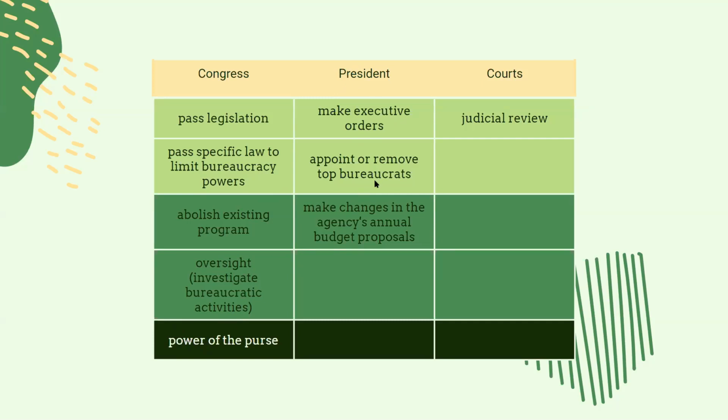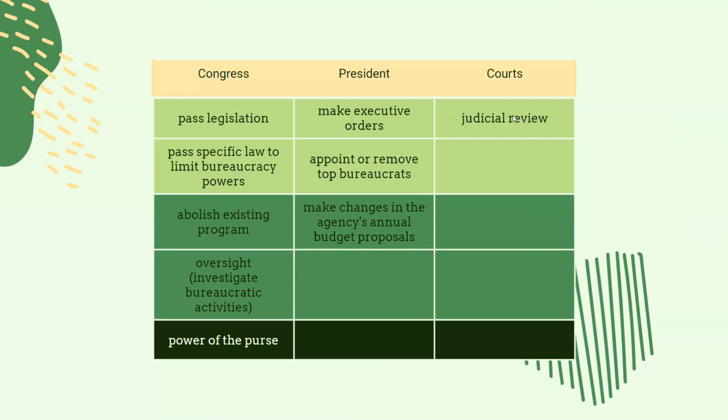And then the president, they can make executive orders, which the bureaucracies have to execute. They could appoint or remove top bureaucrats, like I said before. The head of each department is appointed by the president instead of being hired with the merit system. And then they can make changes in the agency's annual budget proposals. So each year, all the agencies make a proposal about how much money they need and what it would be directed to, and then the president can make changes in that.